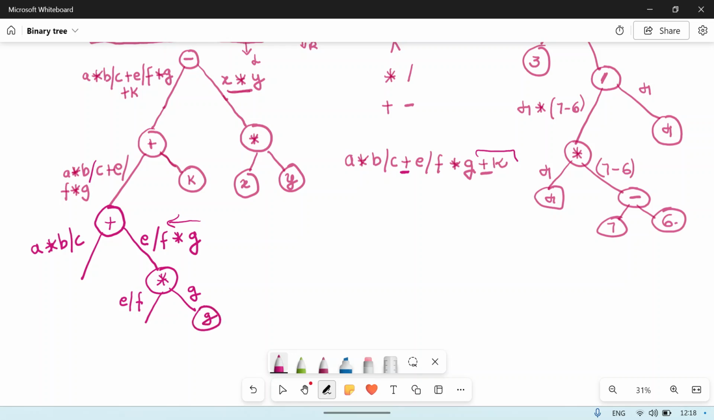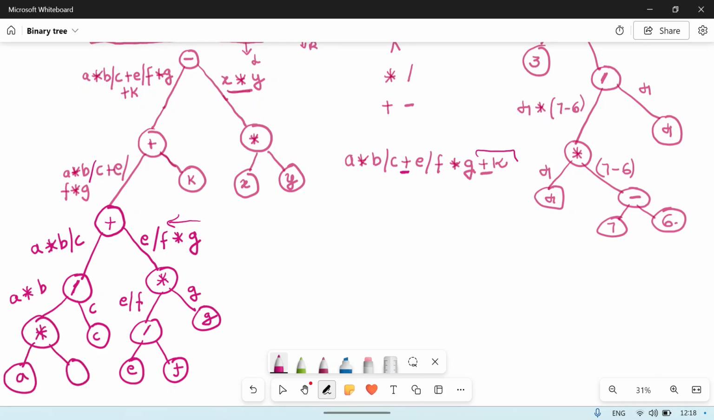So star becomes the root with G on the right, and here it is division. Then you have E and F. Likewise, to the other side, when you go from the right, division is the next least one. So here you will get C, and the other side you will have A star B. Now star will come here, with A and B. Check if you're getting this answer. If you're getting this answer, that means you have understood the concept.